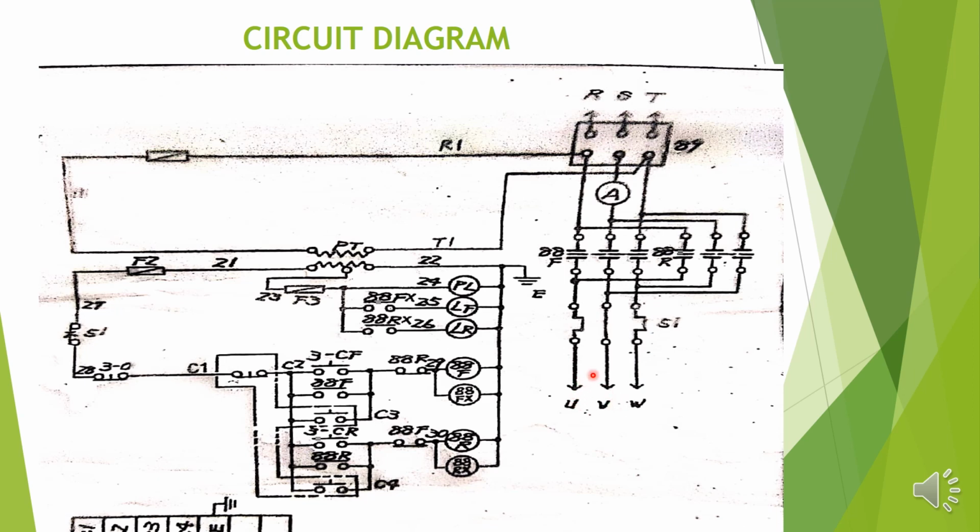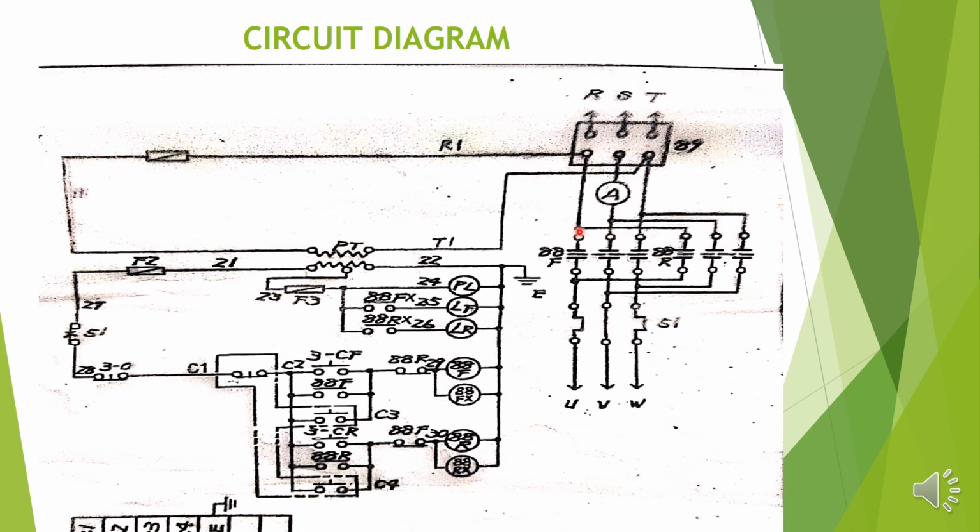Now if you want to rotate the motor in the anti-clockwise direction, at that time you have to change any two phases of these three. You can change UV or UW, then the motor will rotate in the anti-clockwise direction. So here what is happening: 88F will switch on, then the motor rotates in the clockwise, that is forward, direction. 88R will switch on, then the motor will rotate in the anti-clockwise direction. That means we are changing only two phases.